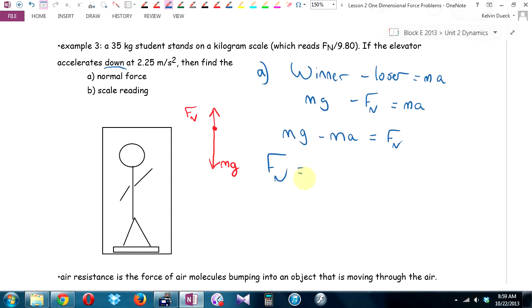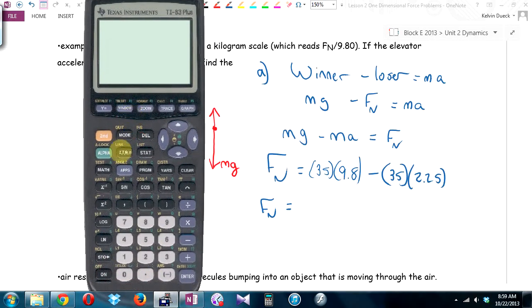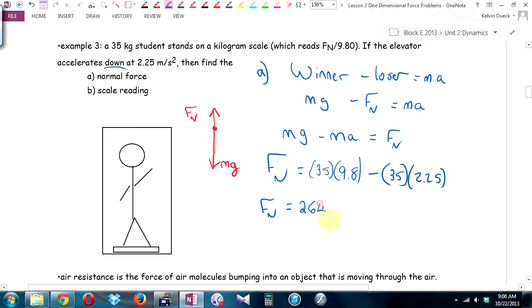Oh, we're home free. Plug and chug. Mass, 35. G, 9.8 minus mass, 35. A, 2.25. What do we get? Let's see. Normal force is how big? You get 264.25, to 3 sig figs, 264 newtons.